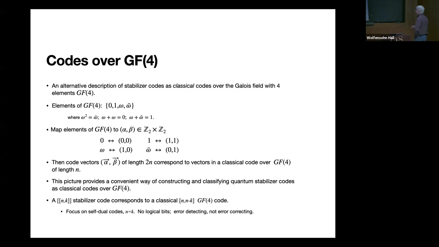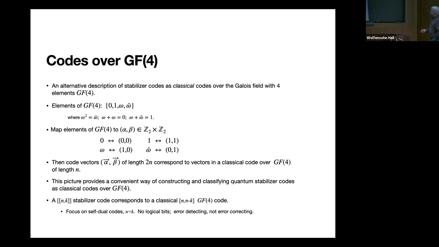So in particular, there are various results about self-dual codes, some of which I quoted for you, about enumerator polynomials and so forth, which are going to apply to classical codes over GF4, which also have this self-duality property. So we're going to focus on self-dual codes, which over GF4 means n equals k rather than n equals 2k. And that means we're not going to have any logical bits in this code. So we'll think of this as an error detecting code rather than error correcting code. There are no wrong bits to correct, but you can see if an error in a general word has occurred and detect it.